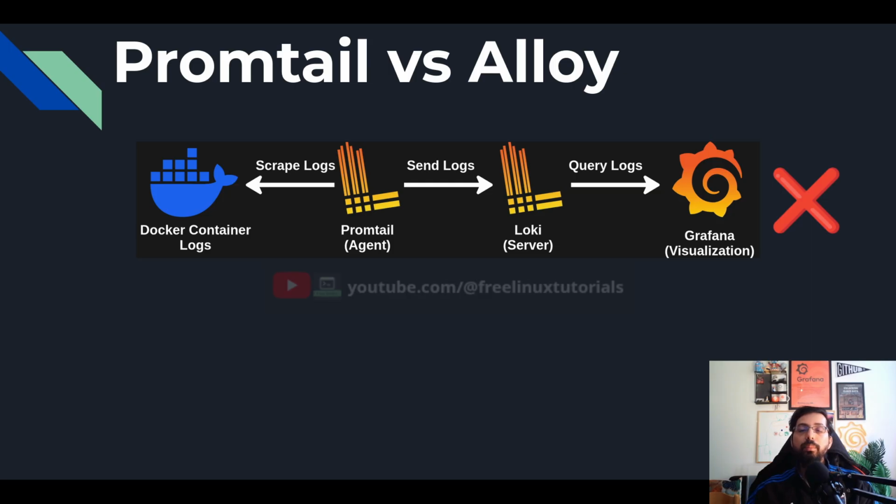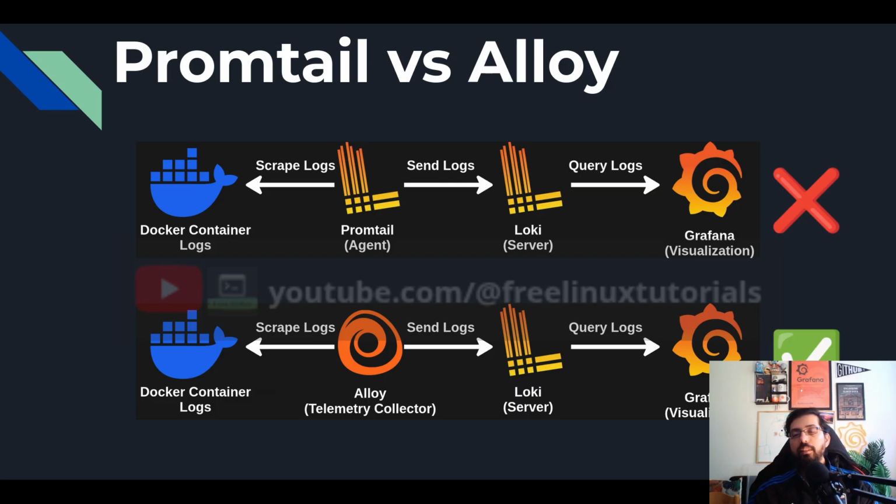So this is how the comparison looks before and after, using Promtail and Alloy. Right now in your Docker setup, you have maybe multiple Docker containers up and running, and Promtail is the default agent which scrapes logs and sends logs to Loki, and then you use Grafana to visualize. This is now obsolete or not supported anymore, because you will not get any support for Promtail any further from Grafana Labs.